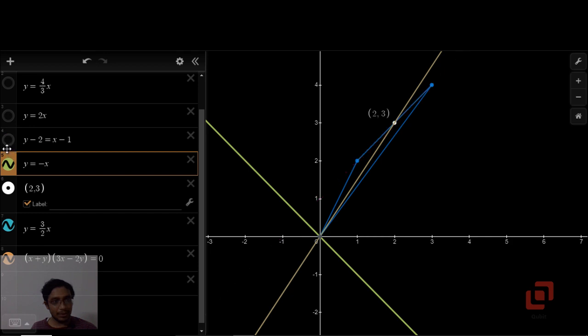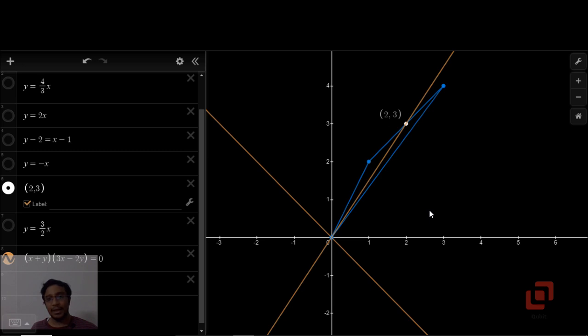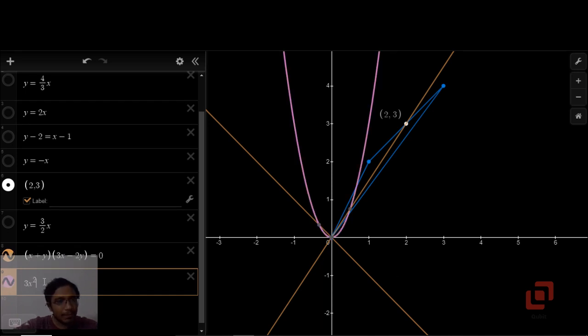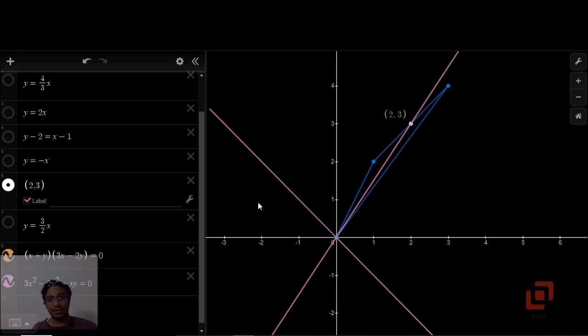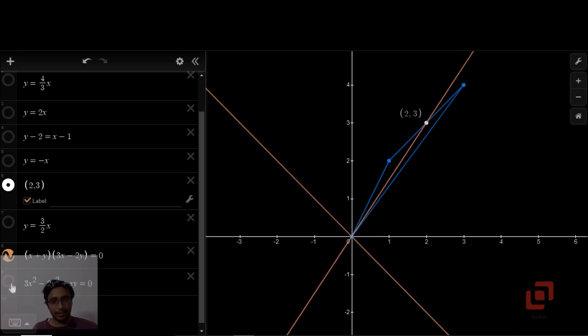So let me hide everything else. Yes, so the line in the first and the third quadrants is the median, and the line in the second and the fourth quadrants is the altitude. And their joint equation, as you can see, is 3x squared minus 2y squared plus xy equal to 0. And now you can see that it actually overlaps the violet or the orange pair of lines, right? So our equation is correct.